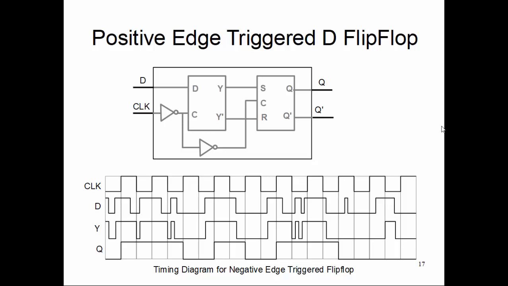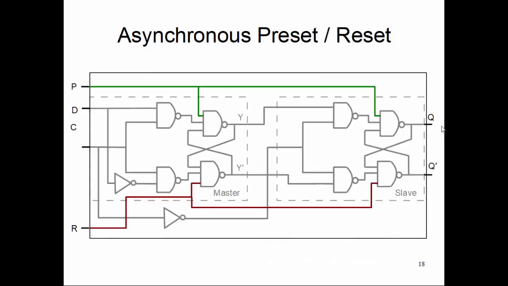So we need to make sure we have an initial condition, and to do that we can introduce something called a preset and reset onto this. And let's talk about this preset and reset asynchronously, meaning without depending on the clock signal C, we can just preset the value Q to 1 or reset the value Q to 0. How do we do it?